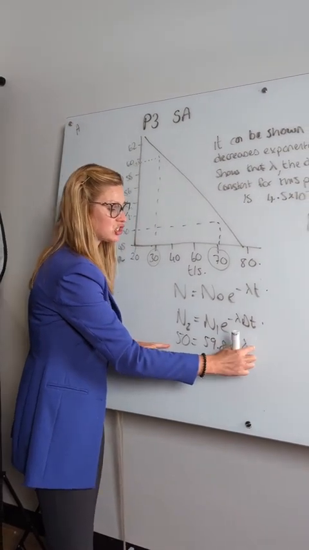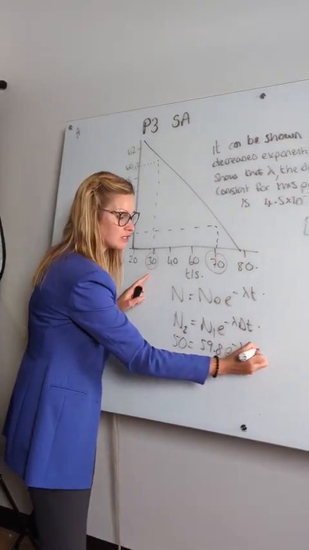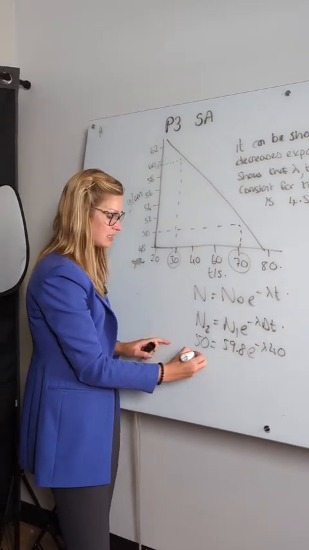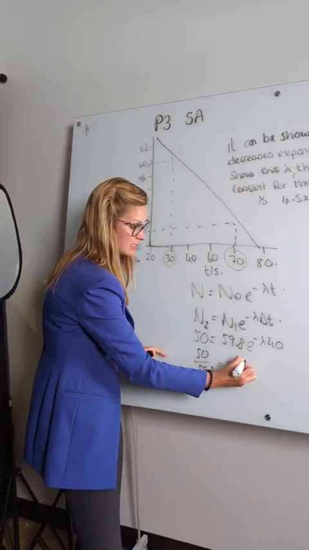E to the minus lambda, the change in time. So my two times are 30 and 70. So my change in time is 40. Okay, so what I can do first is divide both sides by 59.8. So I have 50 divided by 59.8 equals e to the minus lambda times 40.